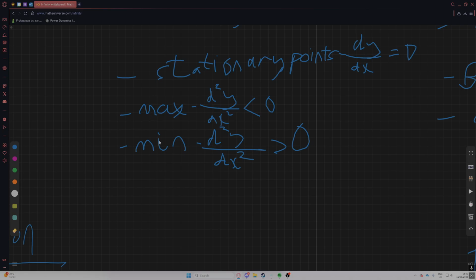Next, finding maximums and minimums. You use the double derivative, just differentiate again. With a maximum, it's when it's less than 0. For a minimum, it's when it's greater than 0.